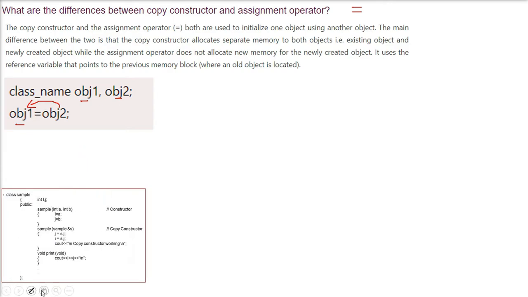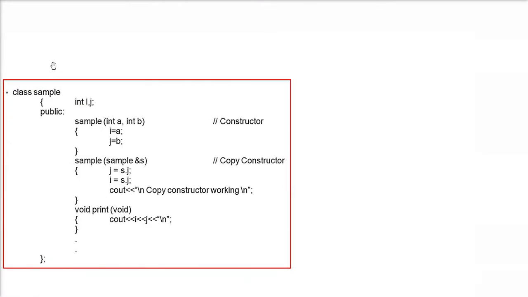Now this is of the copy constructor. We have a class, let us name it Sample. Now you have a constructor here. What you are doing is taking a and b values and initializing them to i and j. That is the work of the default constructor. It takes the values and initializes them to i and j, which are the member variables of the class.